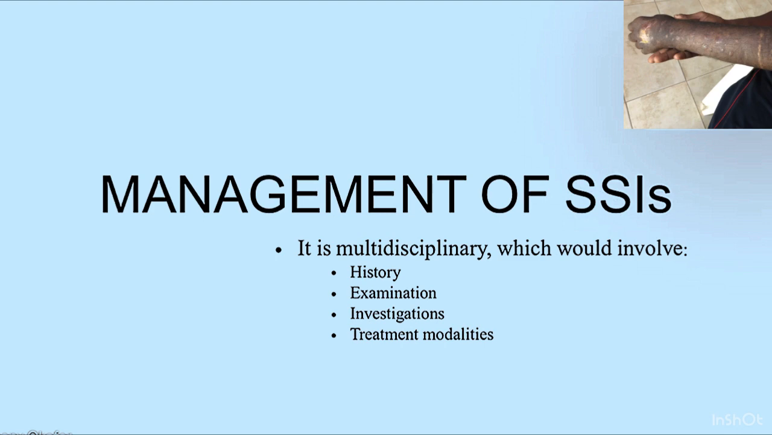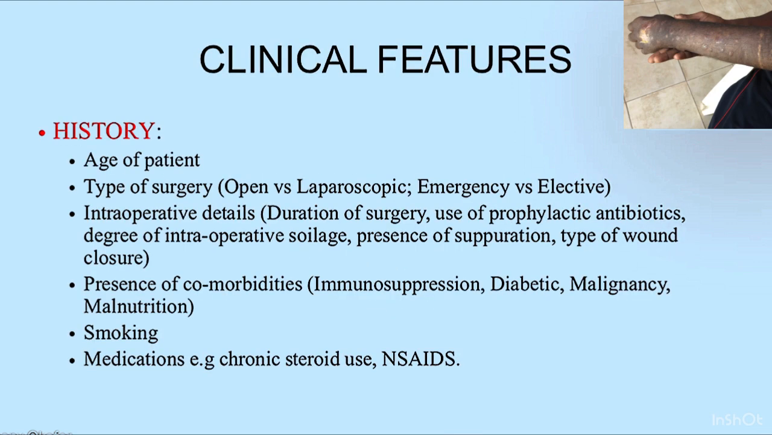So management of surgical site infection is multidisciplinary, and it will involve history taking, examination, investigation, and treatment modalities. So for history taking, you want to ask the patient for their age. Like we said, increasing age increases the risk of surgical site infection. The type of surgery that is carried out, either it is an open surgery or laparoscopic surgery. Laparoscopic surgery would reduce the risk compared to open surgeries, and whether it's an emergency or elective surgery. With elective surgery, there's better patient preparation, which would help reduce the risk of surgical site infection.